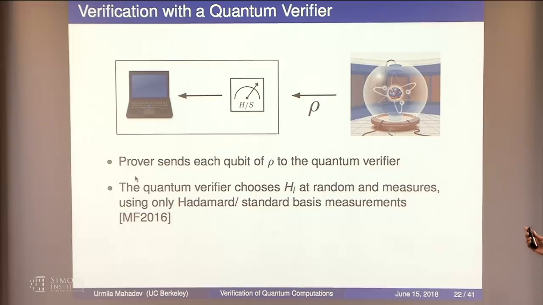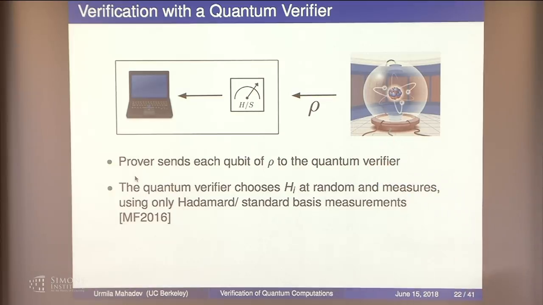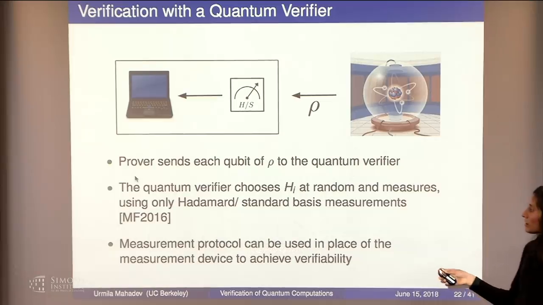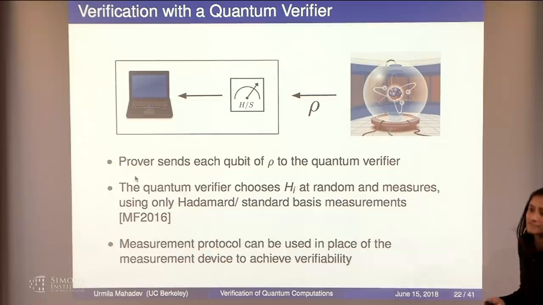The prover sends over the state rho to the verifier. The verifier chooses a term of the Hamiltonian at random. And then he measures the energy with respect to that term using only his Hadamard and standard basis measurement device. So now the only thing I would have to do to use my measurement protocol for verification is to plug in my measurement protocol in place of this trusted measurement device. OK, so that's all. This is how the measurement protocol links to verifiability. Now I can get more into the measurement protocol, but this might be a good time for questions.